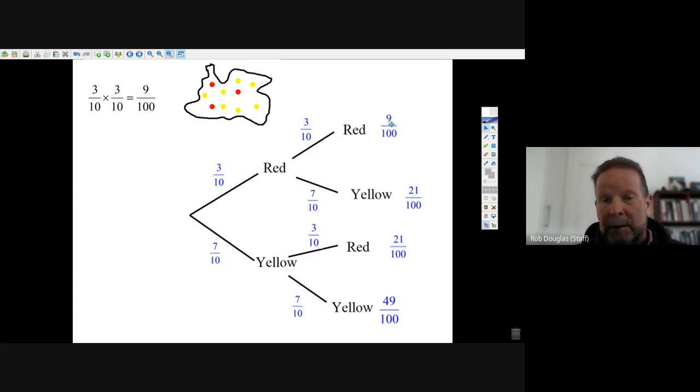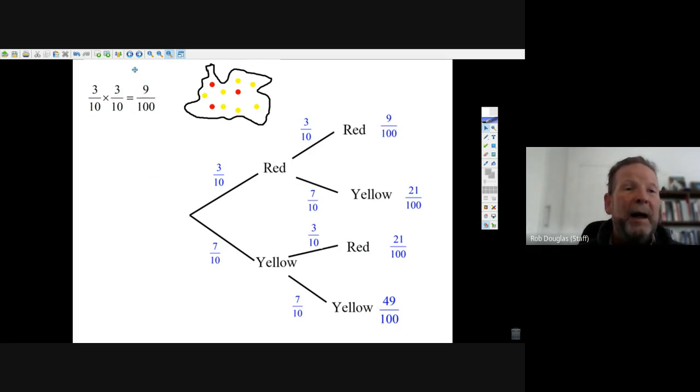Something really good to notice. These are all the possible things that can happen: red red, red yellow, yellow red, yellow yellow. One thing that's really good to check is that all these probabilities have to add up to 100%, because it's all the things that can happen. And 9 plus 21 plus 21 plus 49 equals 100, 100 out of 100. And you can figure out things. So what's the chance of getting a red and yellow in some combination? Well, it'd be 42 out of 100. What's the chance of 2 yellows? 49 over 100. Okay, so that's a tree diagram.